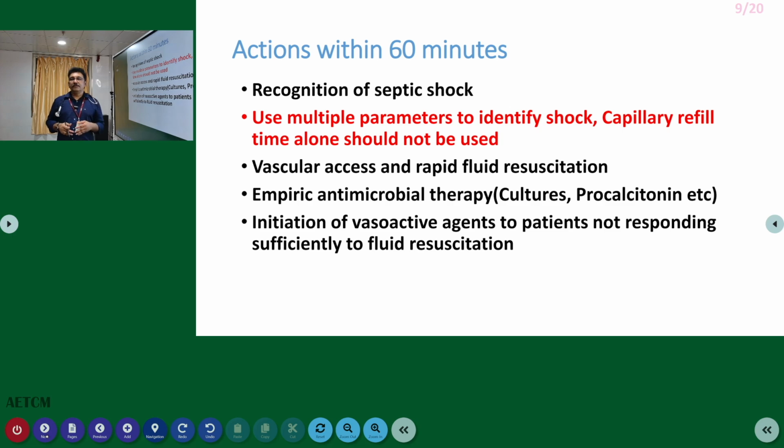So once you diagnose sepsis, put in 2 large bore IV lines and start fluid resuscitation, which we'll discuss afterwards. Then if the patient does not improve, go for vasoactive substances like noradrenaline. If even after that the patient is not improving, then you go for other measures like steroid use, and all that we'll discuss afterwards.